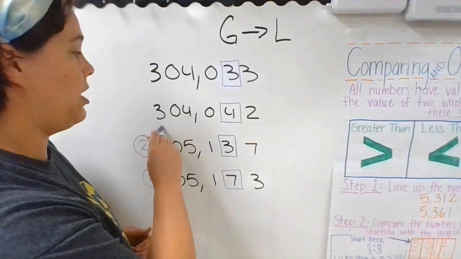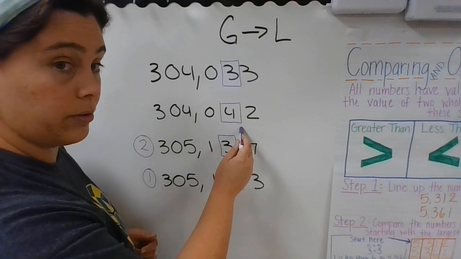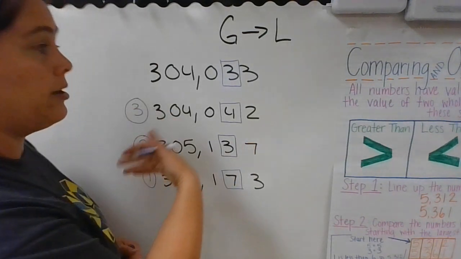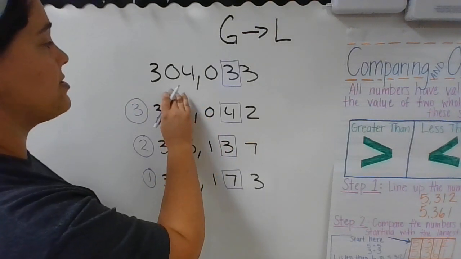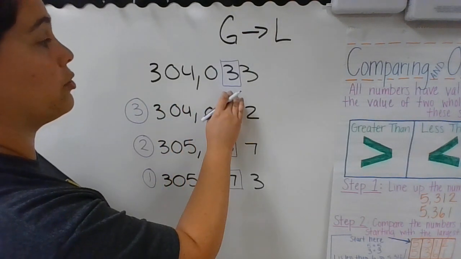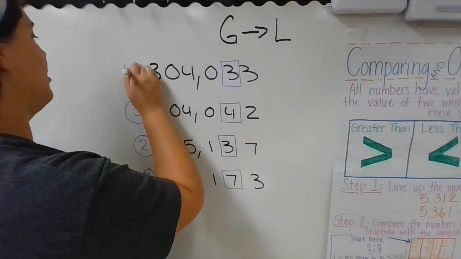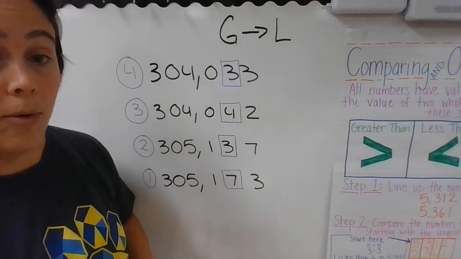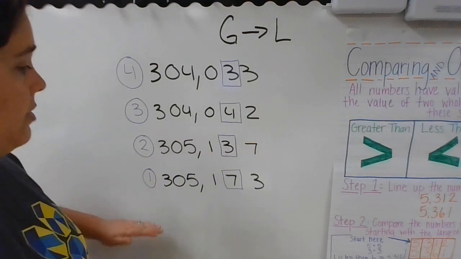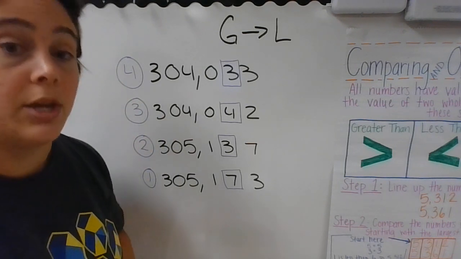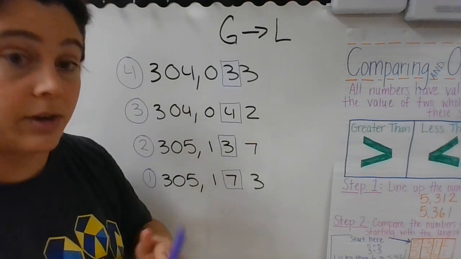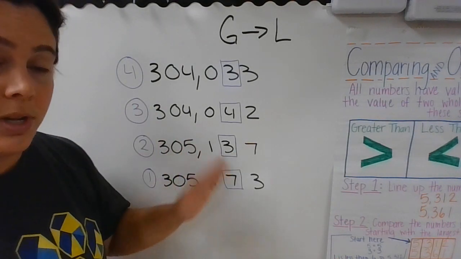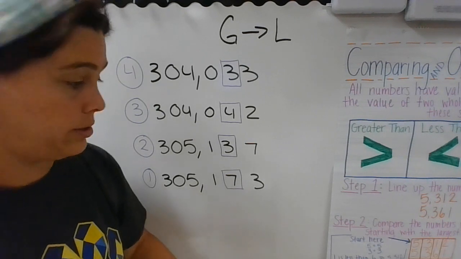So 304,042 is our third one. So then, by default, this last number, 304,033, is our last ordering. So, boys and girls, this is how you're ordering numbers. Using the place value chart and understanding each place value number will help guide you to comparing and ordering numbers.